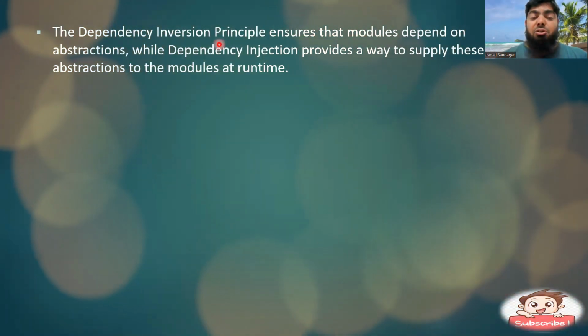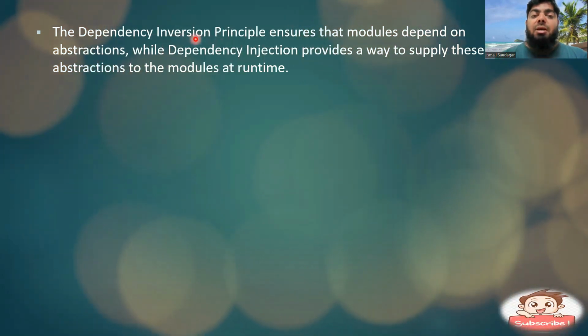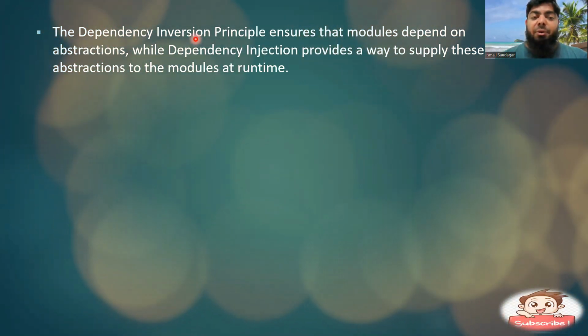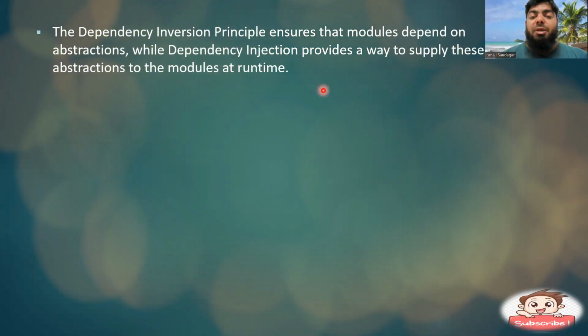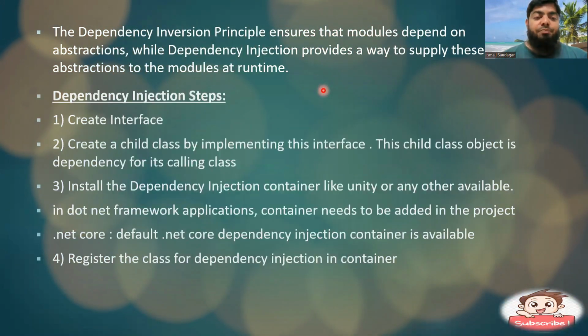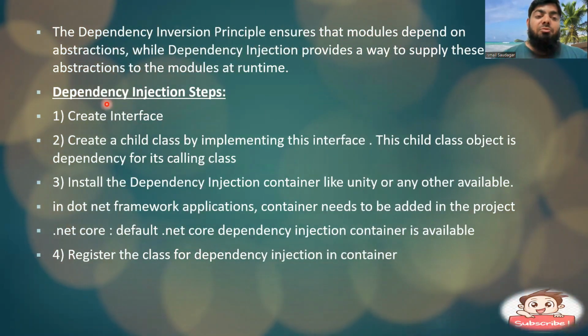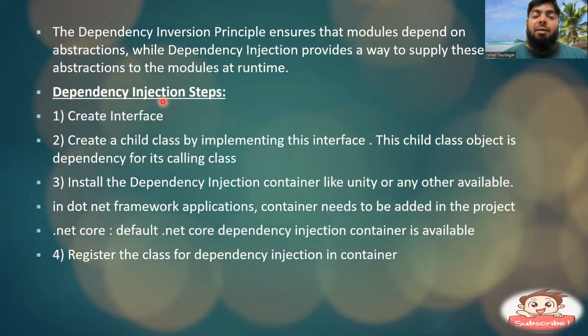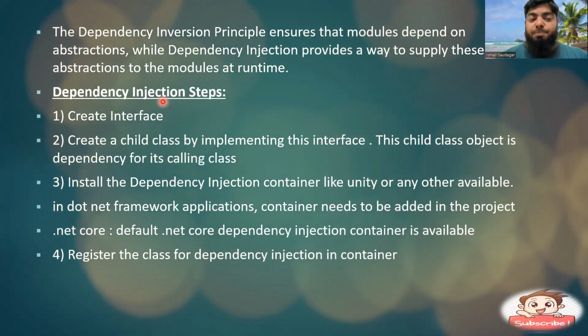We can achieve inversion of control. Inversion of control is a design principle in software development. This inversion of control we can achieve by using dependency injection. Now we'll see what are the steps we need to follow for applying dependency injection in our project.